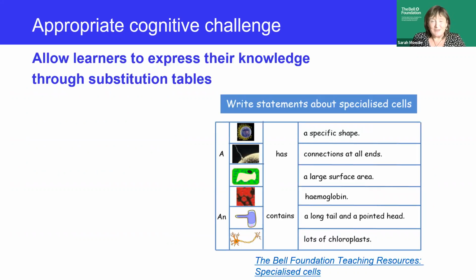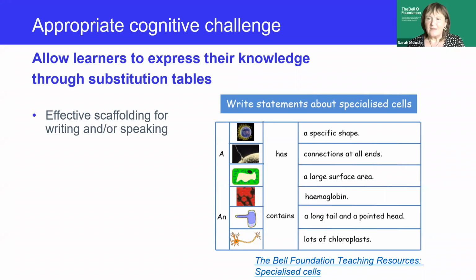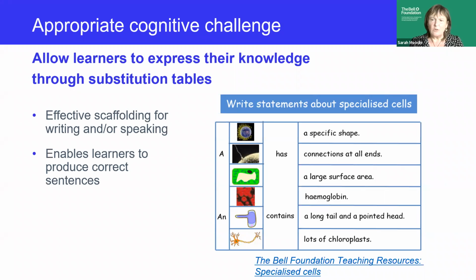Another way of keeping the cognitive challenge high is substitution tables, which are a great way to scaffold language whilst keeping the cognitive level high. They provide grammar and vocabulary structure that learners can use and repeat, thus improving and consolidating their knowledge about the English language and enabling them to produce accurate sentences, even when they're quite new to English. This example would enable relatively new to English learners to produce sentences about cell types. These kinds of tables can be made with words only, a mixture of pictures and words, and with or without translations.